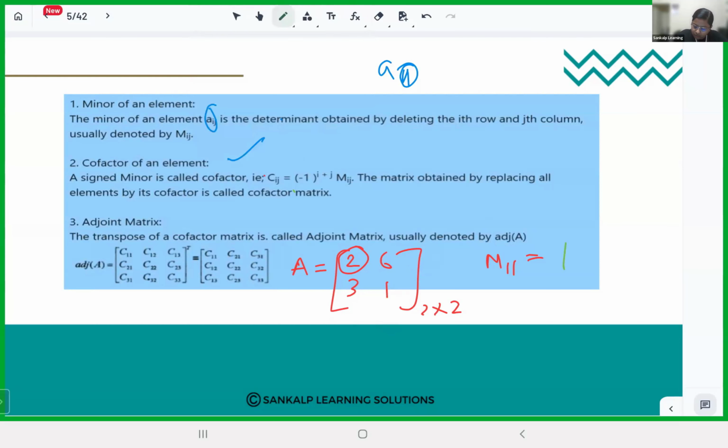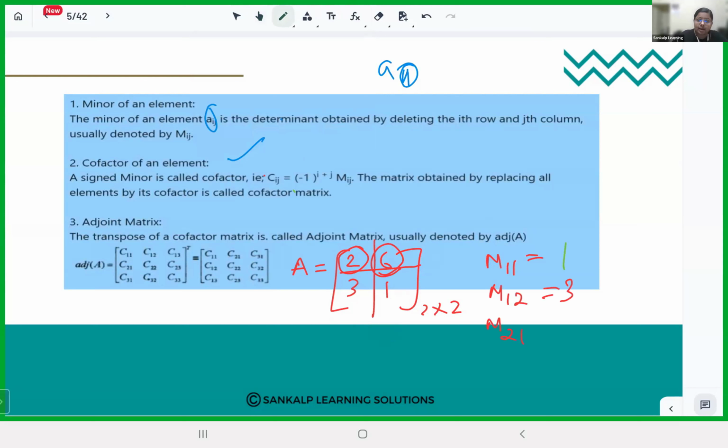Now, what is M12? M12 means first row, second element. First row, second element means you have to delete this row and this column, right? Which column? This row, this column. So what is the element remaining? It is 3.